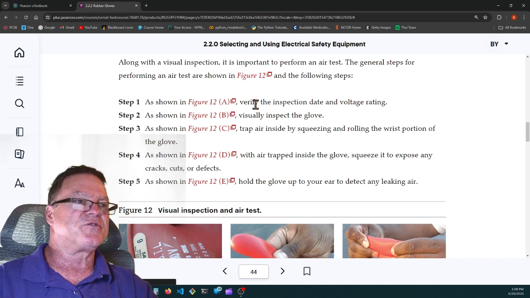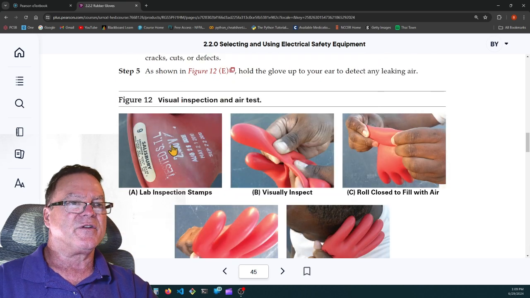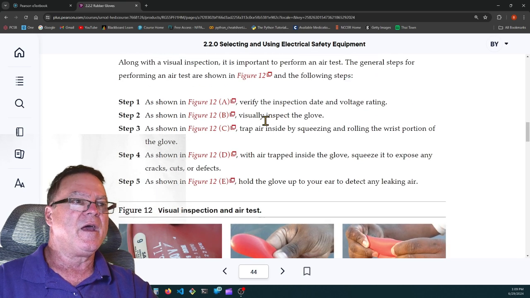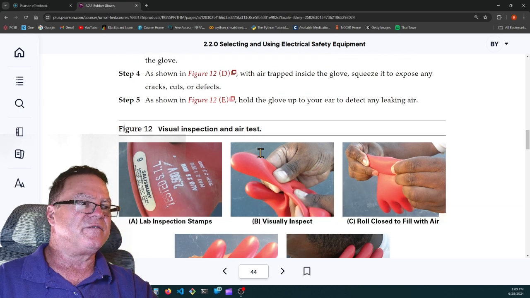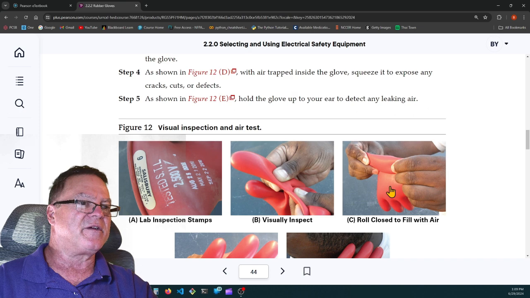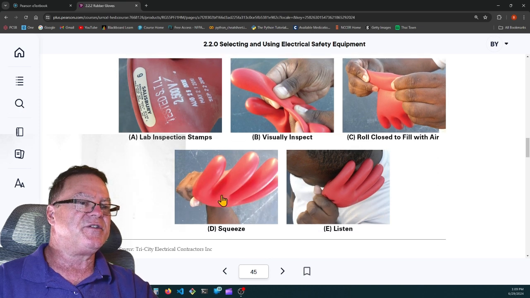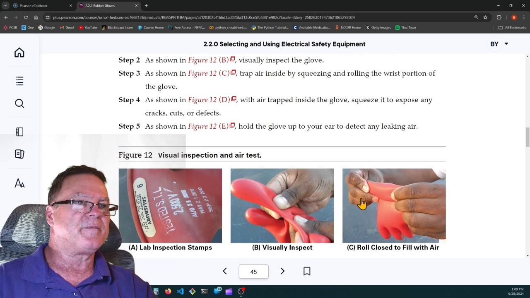As shown in figure 12A, verify the inspection date and voltage rating, 2500 volts. Visually inspect the glove. Trap air inside by squeezing and rolling the wrist portion of the glove. So here's the wrist portion of the glove. You trap air inside the glove, and then you continue to compress it so that it blows up the fingers. Listen and feel for escaping air. With air trapped inside the glove, squeeze it to expose any cracks, cuts, or defects, and hold the glove up to your ear to detect any leaking air.